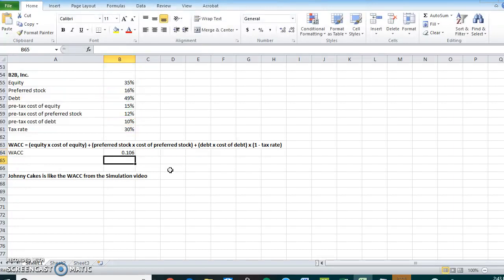Let's hit enter. And we get 0.106. Again, we want a percentage. So we click the percent, and we want to round out to 2 decimal places. So our weighted average cost of capital is 10.6%.